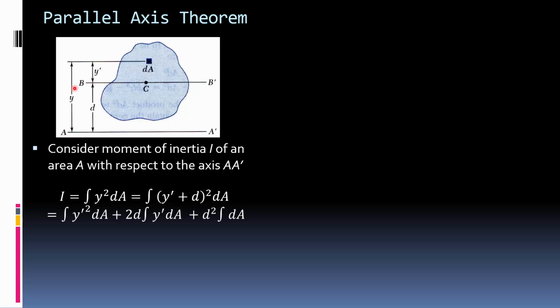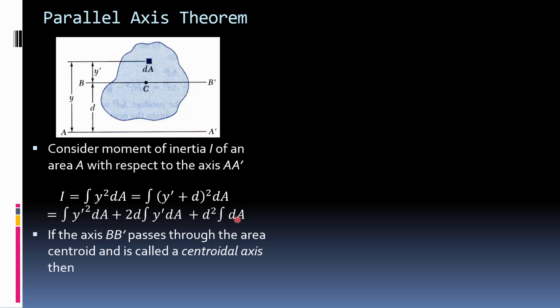But what is this y? Well, this y has a certain distance to the centroid, and then plus an additional distance to the dA. So y prime plus d, this is y, so you square that, square dA. Then when you multiply that out, you end up with y prime squared dA plus 2d integral of y prime dA. Remember, d is constant, right? So that's why you can do this, because d is constant, plus d squared dA.